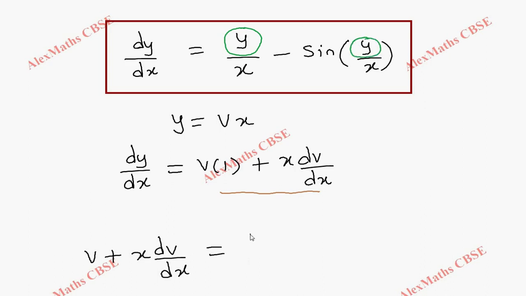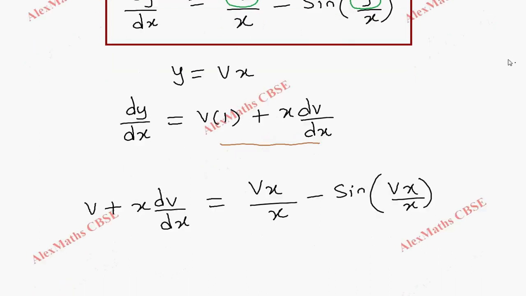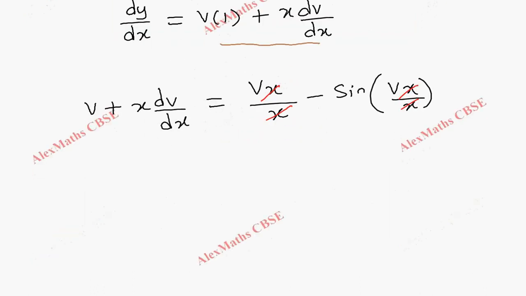So this is vx by x minus sine of vx by x. So we can cancel this x and x and this x and x. So finally we have v plus x into dv by dx equal to v minus sine v. Even we can cancel v and v. If I take this v to the other side, it becomes minus, so it gets cancelled.